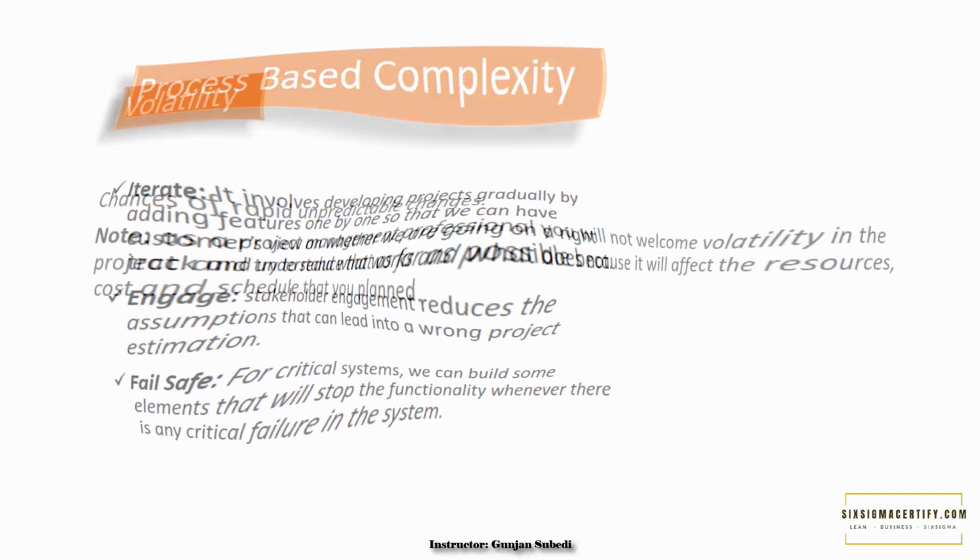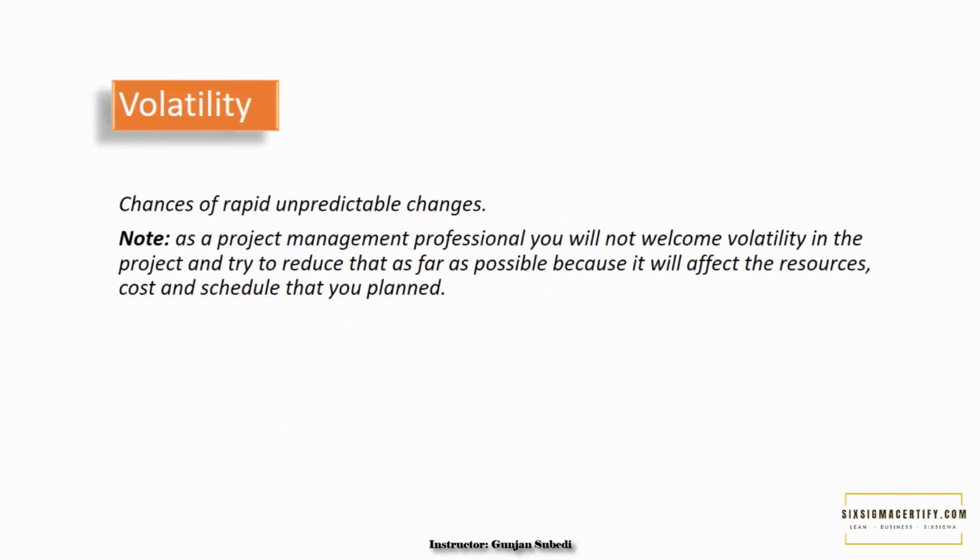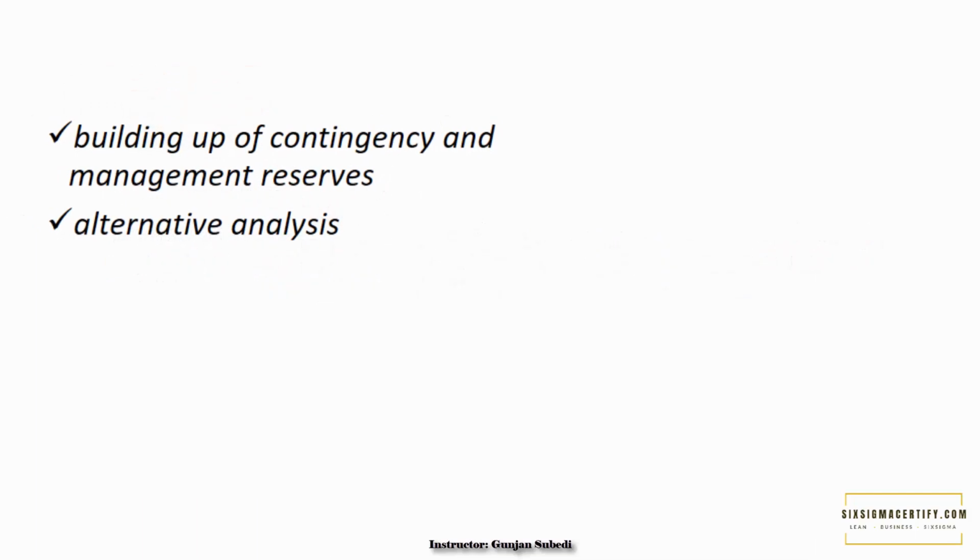Another term that is quite common in the risk and uncertainty management domain is volatility. Volatility means the chance of having rapid, unpredictable changes. So as a project management professional, you will not welcome volatility in projects and will try to reduce it as far as possible, because it will affect the resources, cost and schedule that you plan. So what could be the ways to reduce the volatility? First is building up contingency and management reserves, and second is alternative analysis.